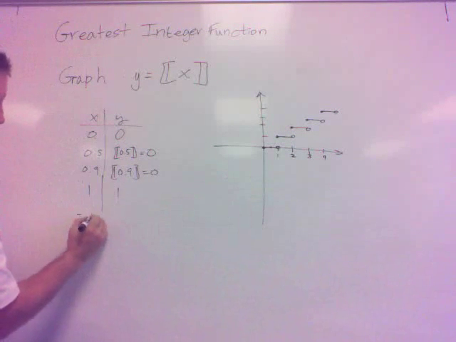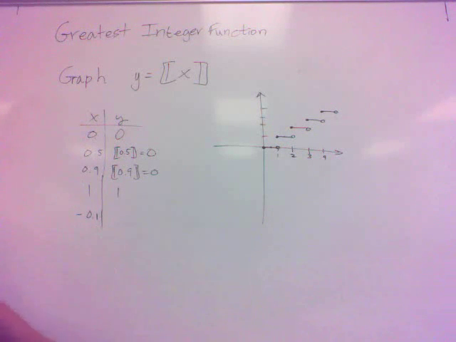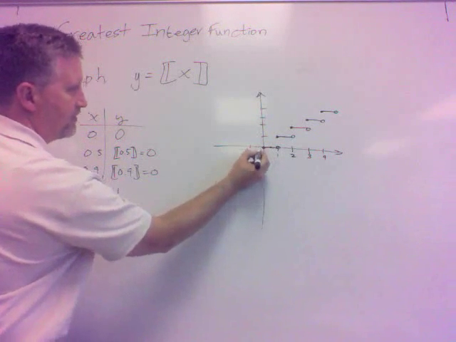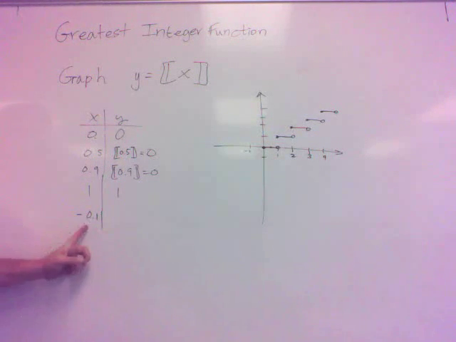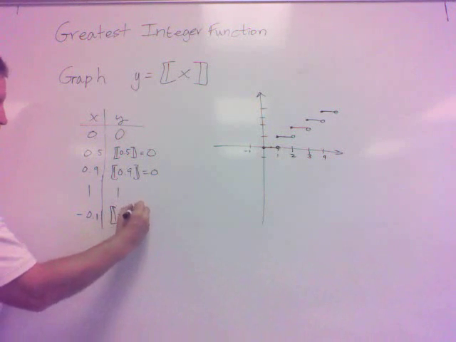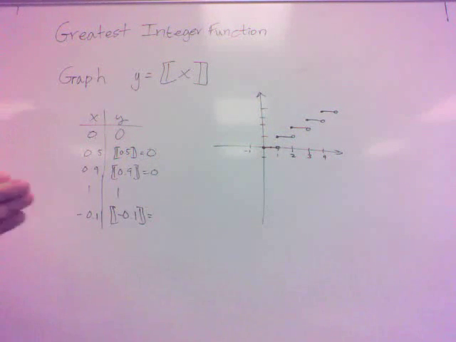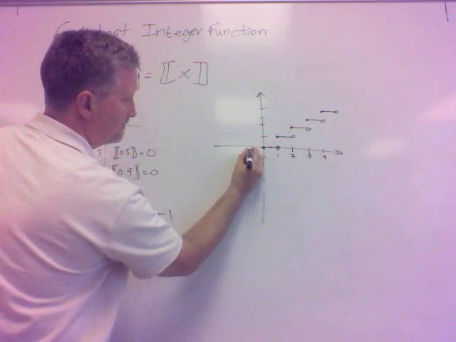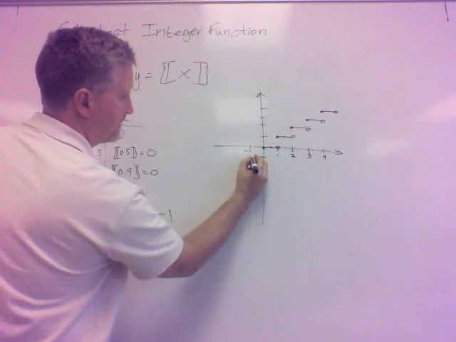If I go to the negative side, negative 0.1, that's not 0, because 0 is actually larger than negative 0.1. So what's the greatest integer of negative 0.1? Well, on the negative side, you kind of have to go backwards thinking a little bit, but it's negative 1. So from 0 to negative 1 on the x, this levels out here.